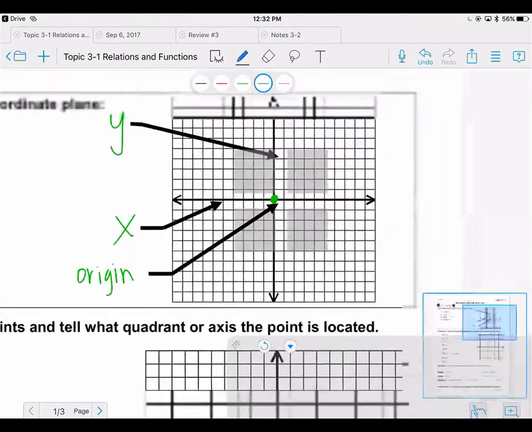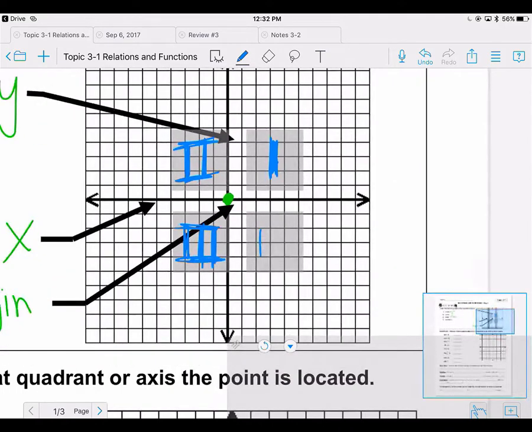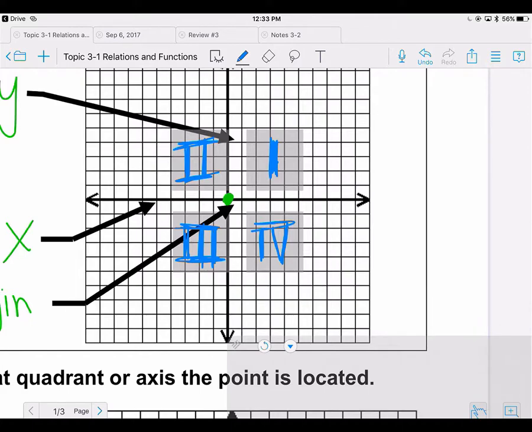The quadrants: one is in the same place as one on a clock. So if you've ever looked at a circular clock that we have in school, one is in the top right corner. That's the top right quadrant as well. And then the quadrants go counterclockwise, so we're going against the clock. So 1, 2, 3, and then 4. So 1 is up here, then 2, then 3, and then 4.